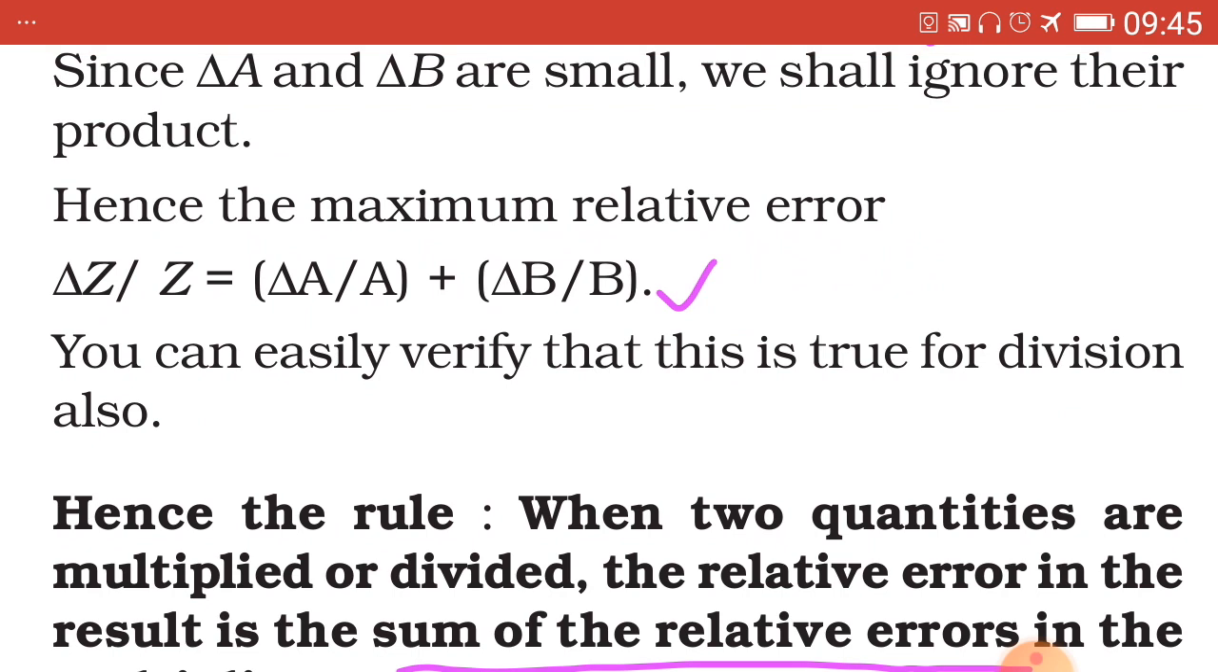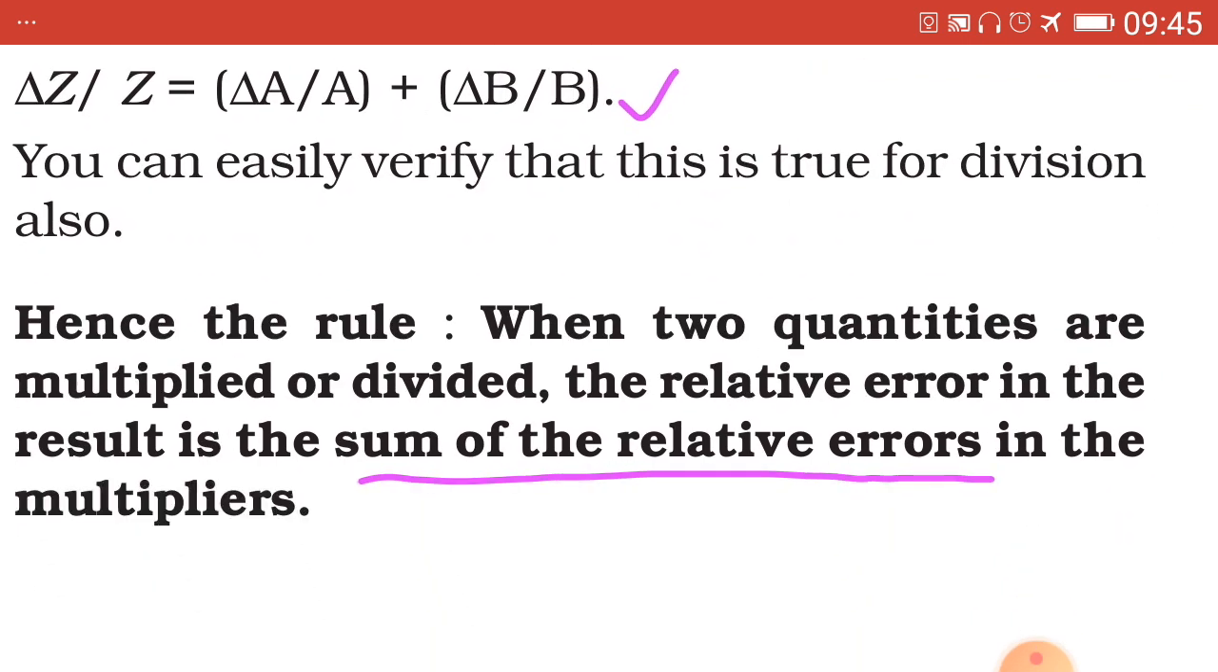when two quantities are multiplied or divided, the relative error in the result is the sum of the relative errors in the multiplier. Here also we have to take the sum of the relative errors.